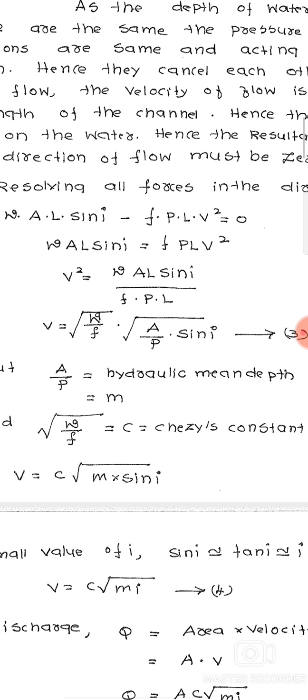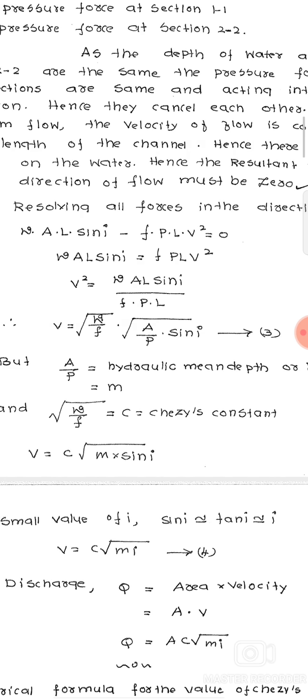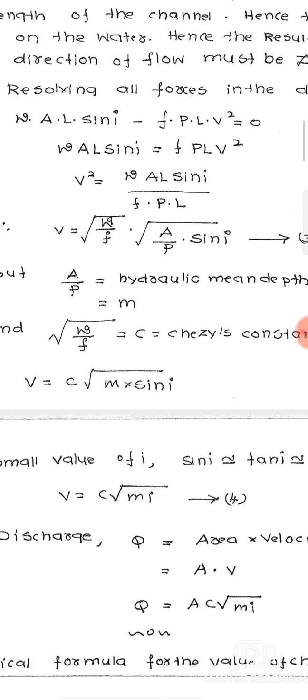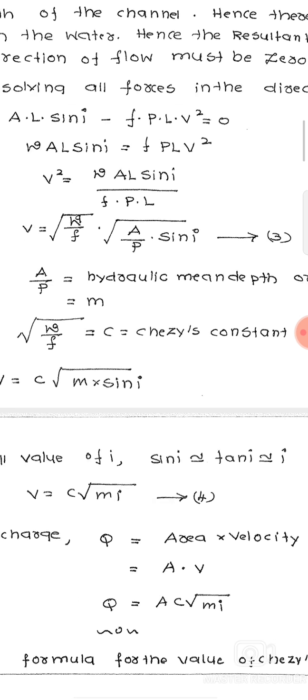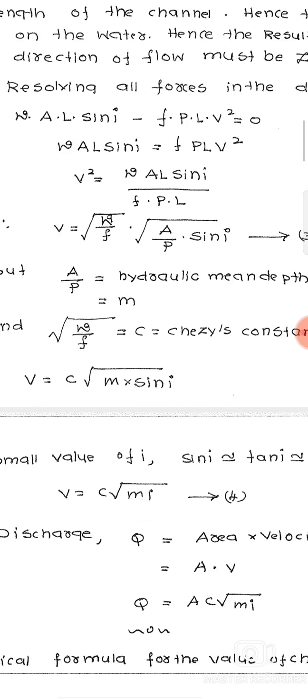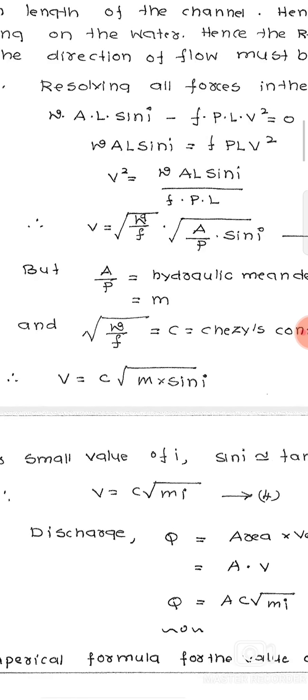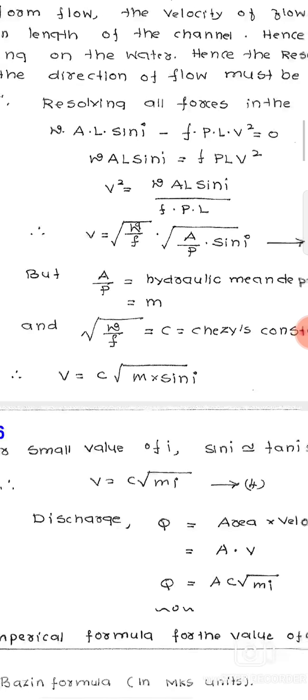Then I can split the terms: square root of W by f, into square root of A by P, into square root of sine i. Here A is the area and P is the perimeter, so A by P is area by perimeter. It is represented by the small letter m. Small letter m is the hydraulic mean depth, or sometimes it is called the hydraulic radius. Then m is equal to A by P.